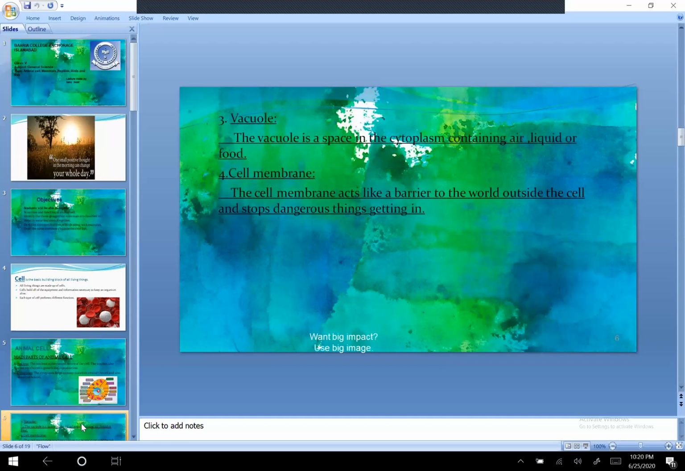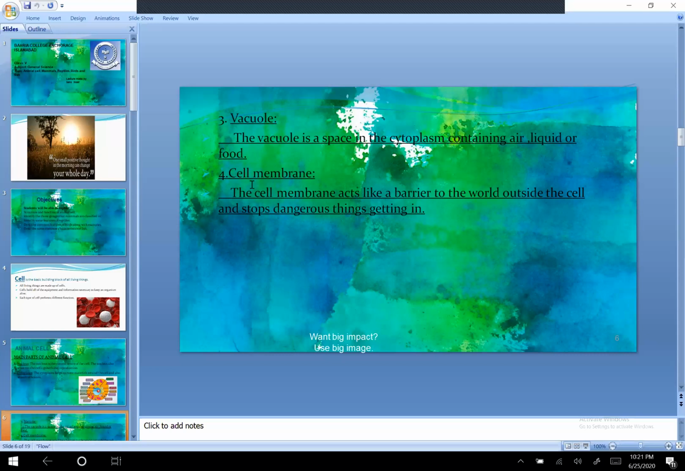Okay, now next one. Third one, vacuole. Vacuole is a space in the cytoplasm containing air or food. Children, vacuole is present in every cell. It has salt, and that is the food of the cell. And children, the waste material which is produced by the respiration reaction inside the cell is also present in the vacuole.